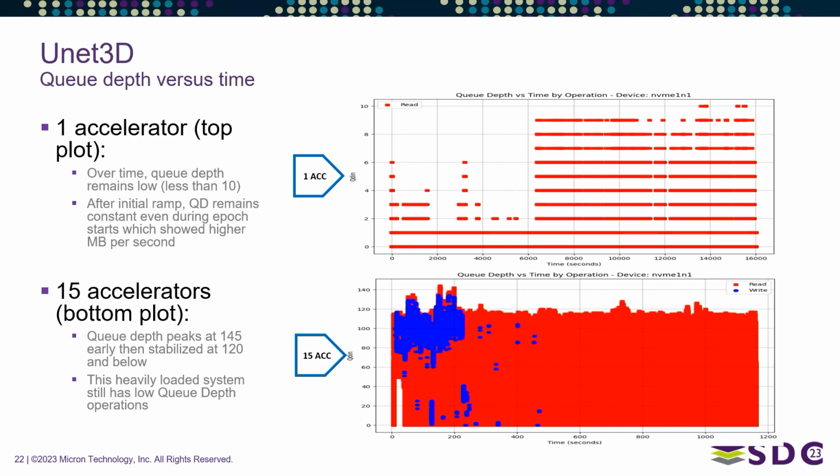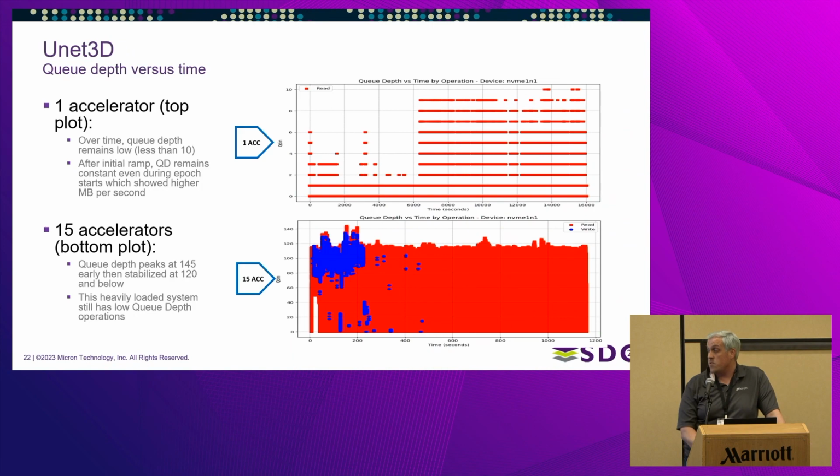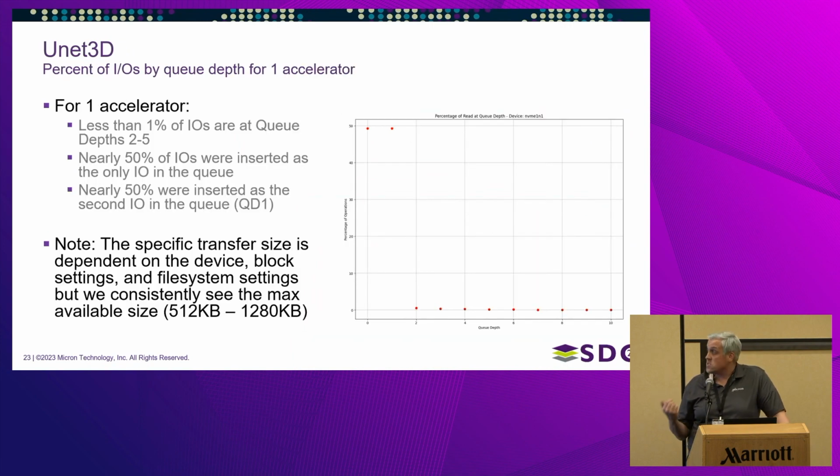And then with 15 accelerators, you actually see the queue depth on the drive goes, on average, to about 120, but you see some peaks up to about 145, which is a much higher queue depth. But it doesn't tell the whole story. So even though it goes up to 10 queue depth and up to 120 queue depth, this is the one accelerator test.